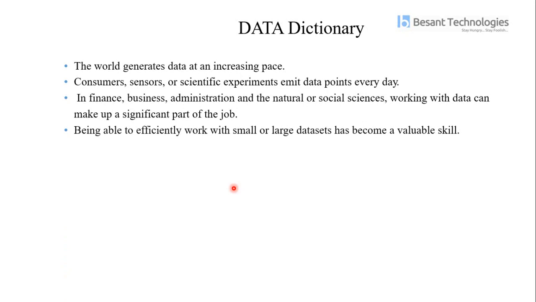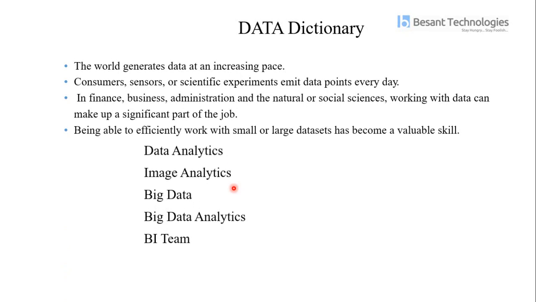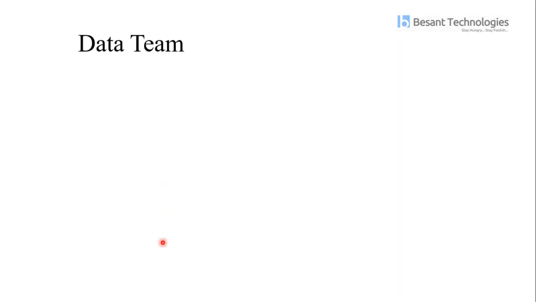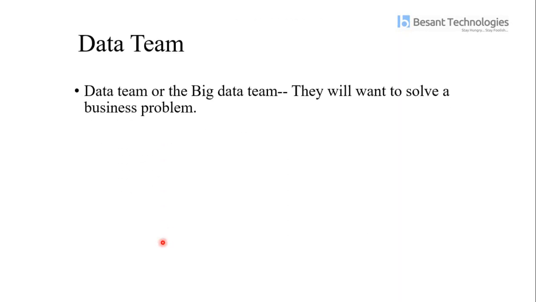So what are the fields that are available here? Data analytics, image analytics, big data analytics and the business intelligence team. So what is this data team, or big data team? This data team or big data team will want to resolve a business problem. So what will they resolve? The team will first do a significant amount of work on the data that is available.